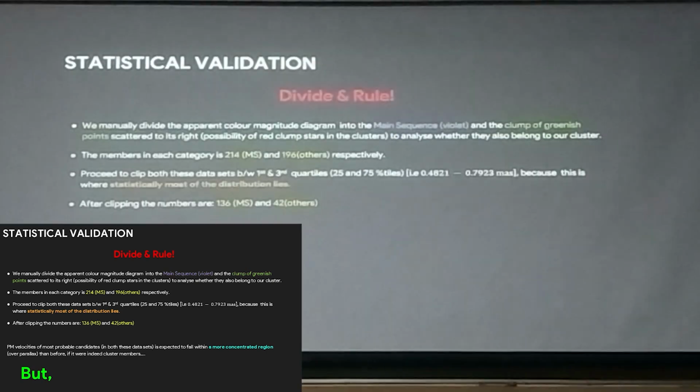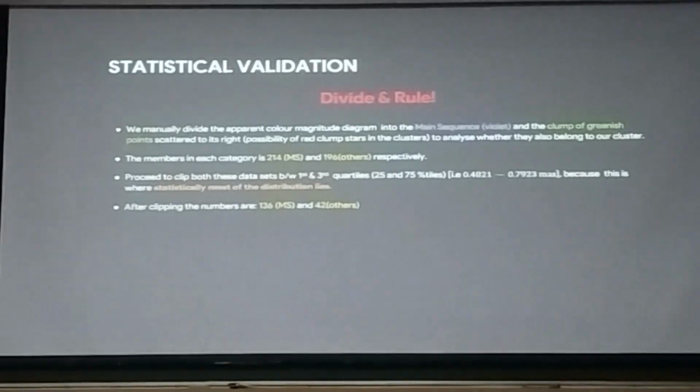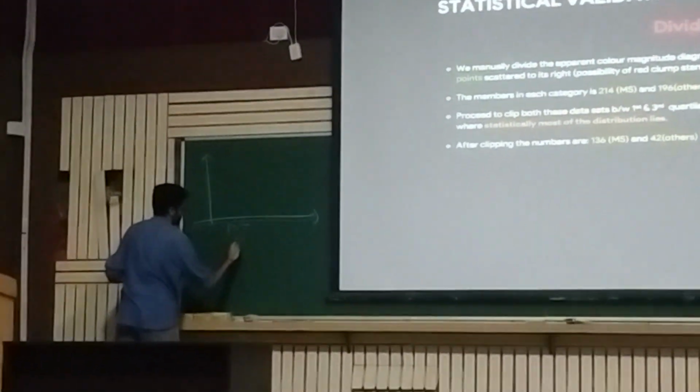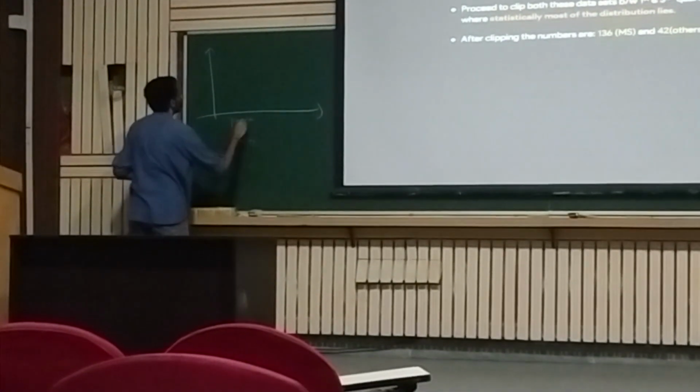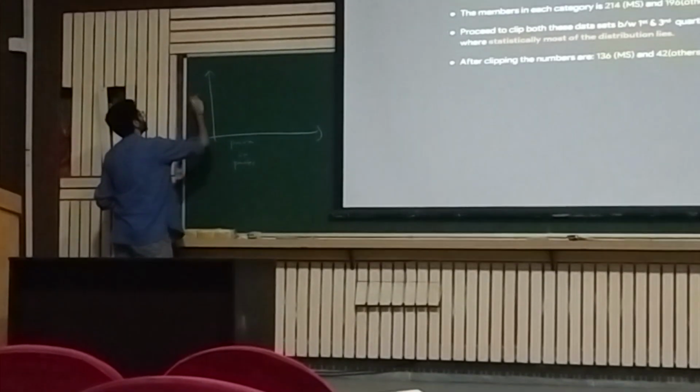So what we then do is, once we plot PMRA, and then we plot PMDEC, and these are the number of stars.